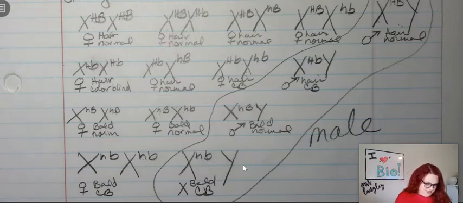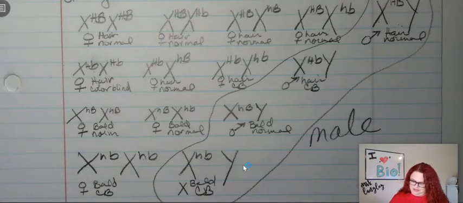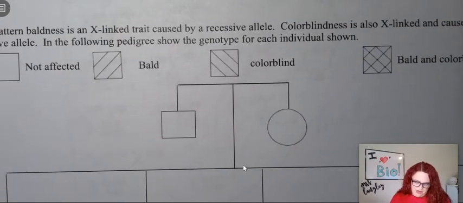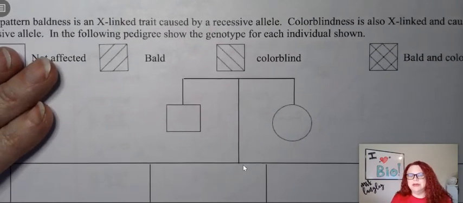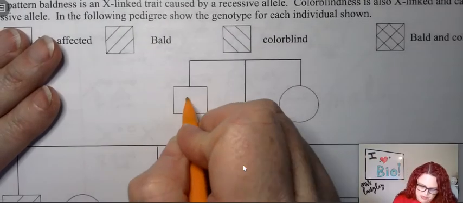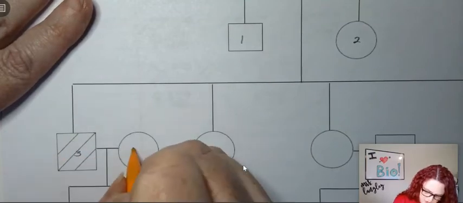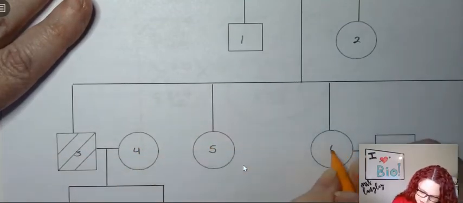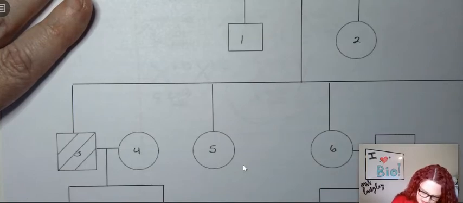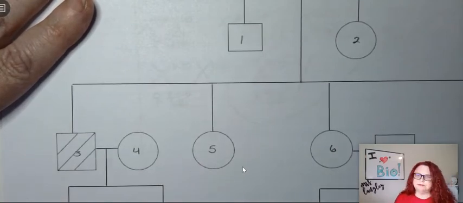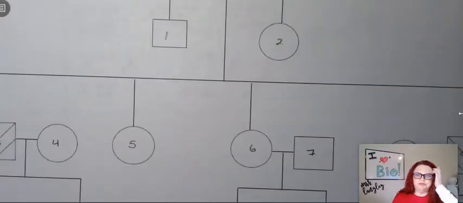Okay, let's take a look at this. I have mine a little bit bigger just so we have some room to write for you guys to be able to see it. First thing I'm going to do is number my individuals. That way it's easy for us to talk about them. So 1, 2, 3, 4, 5, 6, 7, 8, 9, 10, 11, 12, 13, 14, 15. Okay, so I've just numbered them.